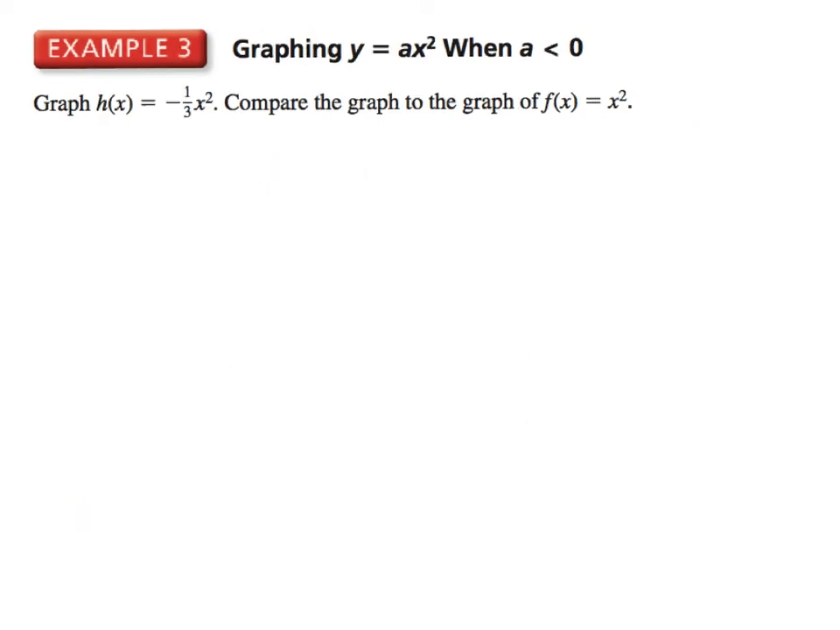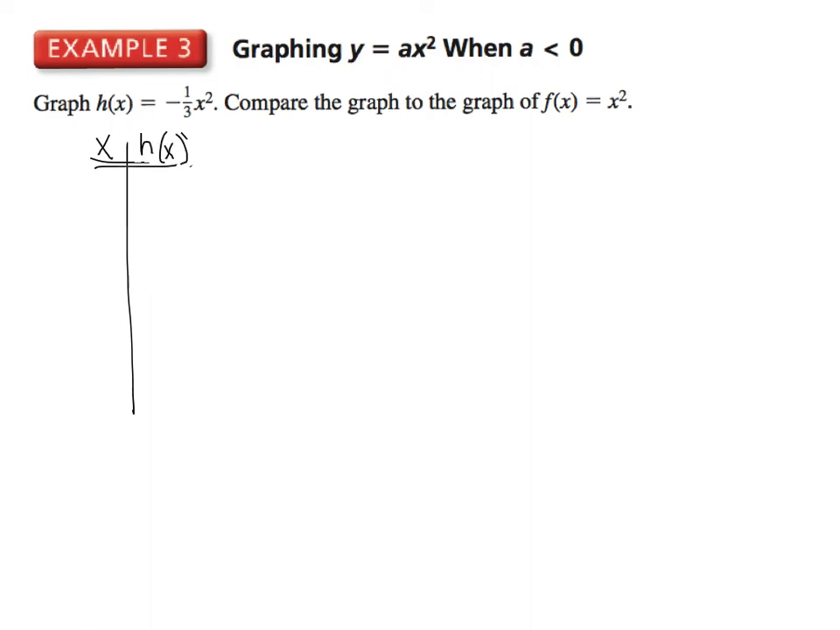So let's try example 3. Graph h of x equals -1/3 x squared. I'm going to make my t-table and x and y. Notice I don't use y. I use whatever it says here. In this case, it's h of x because we're not using y. We're using h of x. And let me erase that and redraw that.